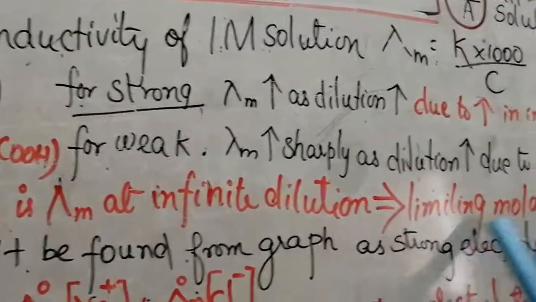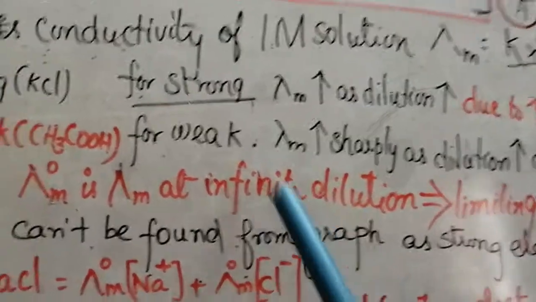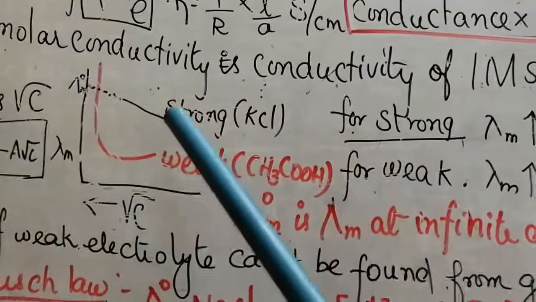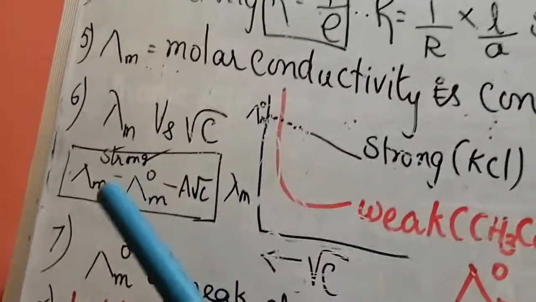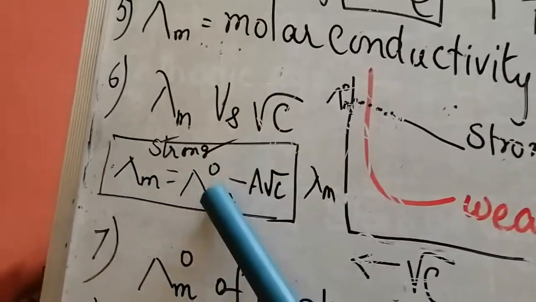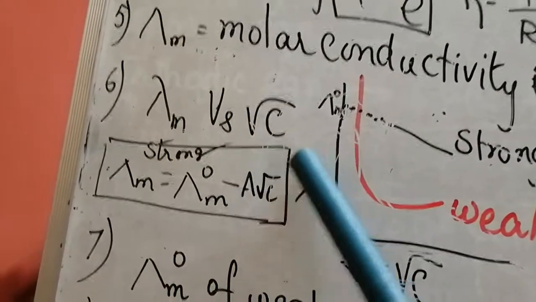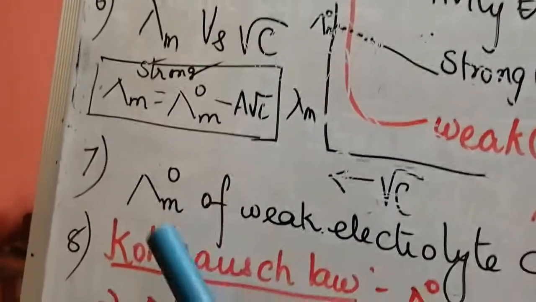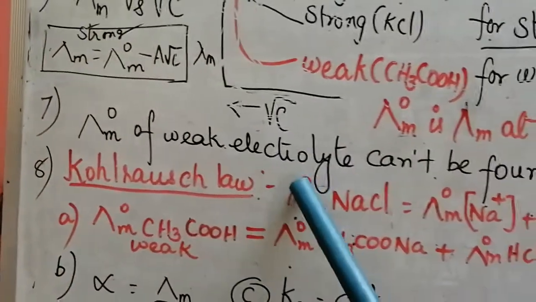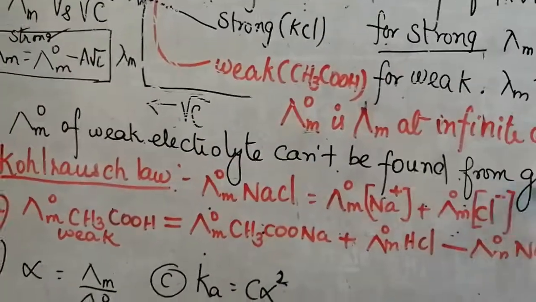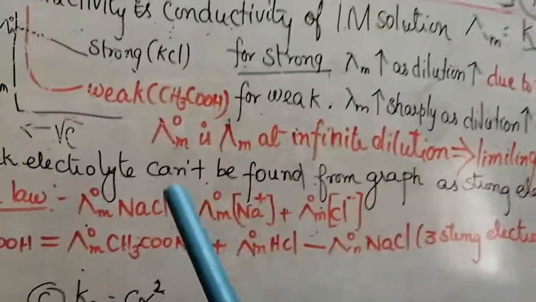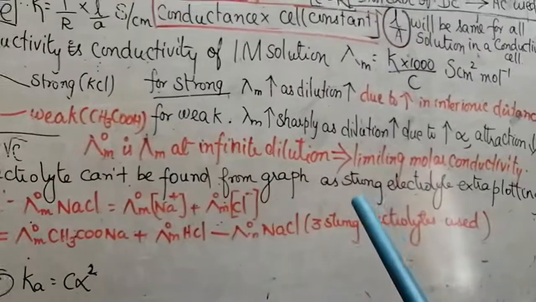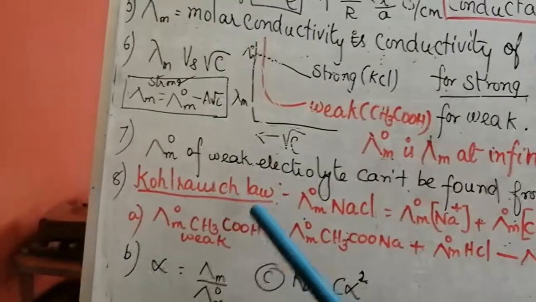So lambda m naught is the lambda m at infinite dilution. This is called limiting molar conductivity, which cannot be calculated for weak electrolyte as in the case of strong electrolyte by extrapolating and touching the lambda m naught. For strong electrolyte, lambda m is equal to lambda m naught minus A into root C. A is a constant. So how to find out the lambda m naught for a weak electrolyte, which cannot be found out from the graph? Then we can go for Kohlrausch law. The weak electrolyte we can do with the Kohlrausch law.